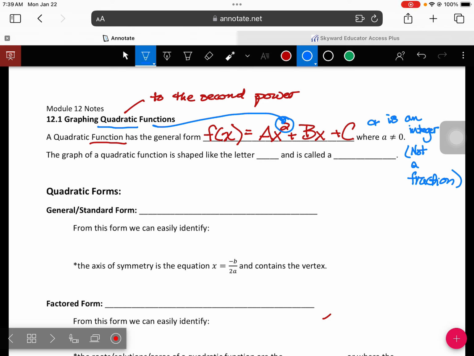Okay, the graph of a quadratic function is shaped like the letter U and is called, do you remember what I called it just a minute ago? Parabola. So we were talking about all kinds of linear things. Now we're talking about parabolas.